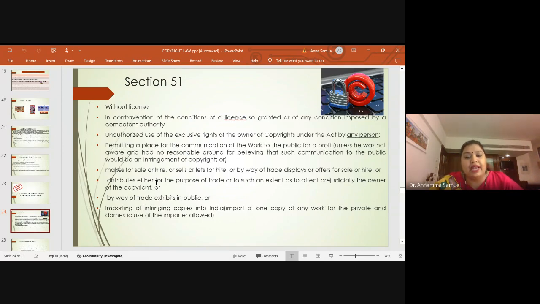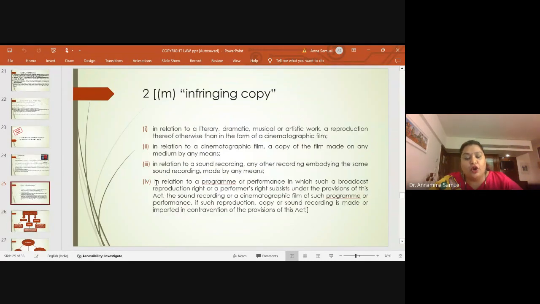Here comes the liability of the intermediaries. So you can find a lot of correlation between the IT Act as well as the copyright. Now, infringing copy is defined under Section 2(m).